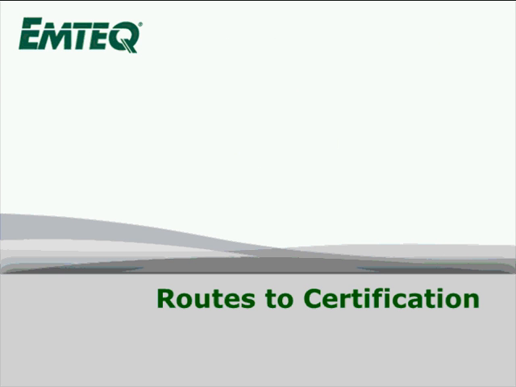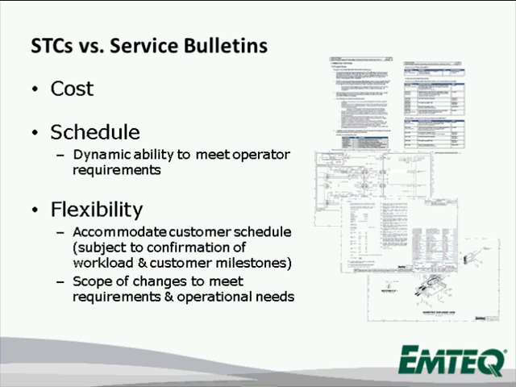Now we're going to go into some of the routes to certification. There's really two main paths right now. There's supplemental type certificates, which are based on existing type certificates that a lot of third parties and some manufacturers offer to customers. And there's also the OEM service bulletin from the aircraft manufacturers. The big differences between STCs and service bulletins really boil down to cost, schedule, and flexibility. Essentially, the STCs provide a comparable solution at a lower cost on a much shorter schedule and with very increased flexibility.